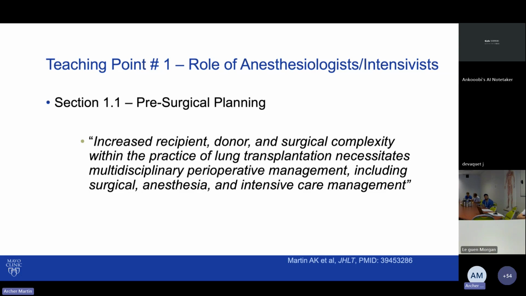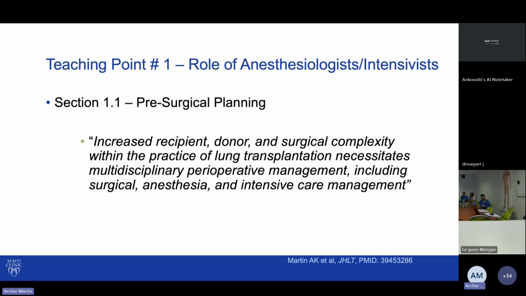Now, when we look at each of these statements, there's actually a lot wrapped into them. And each of these statements also have a lot of discussion preceding them within the paper to give our proofs for this. I think one of the key things to focus on here is that the practice of lung transplantation is becoming more and more complex. We're having less than ideal recipients, recipients who are getting older, who are sicker, who have more comorbidities.